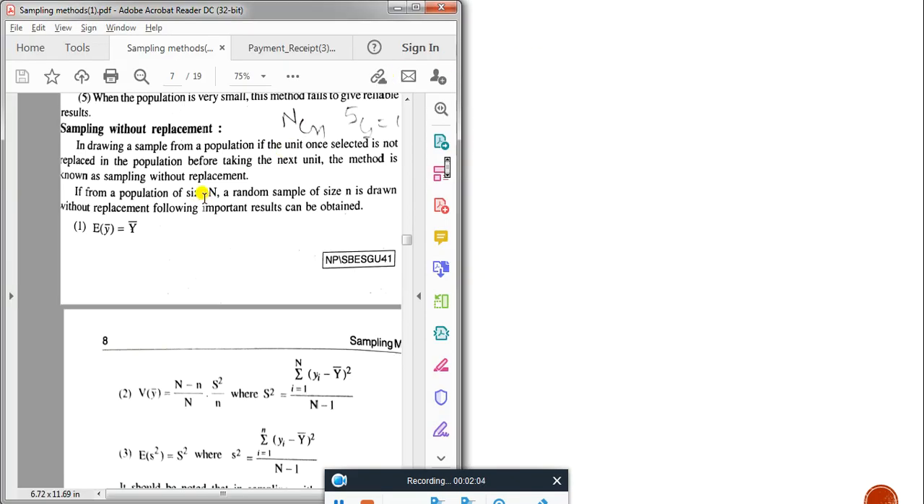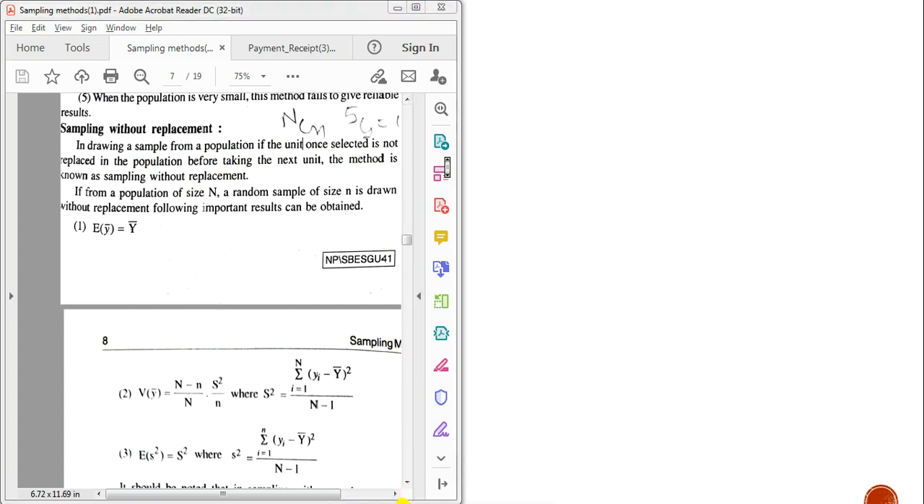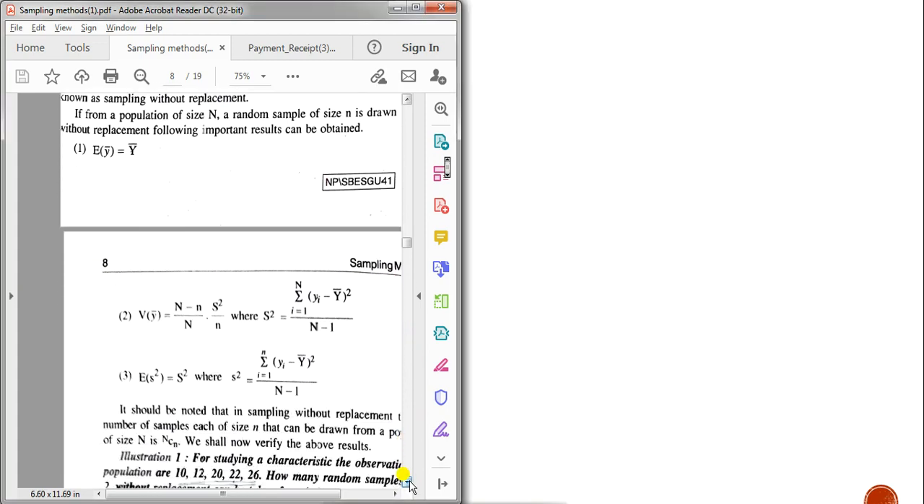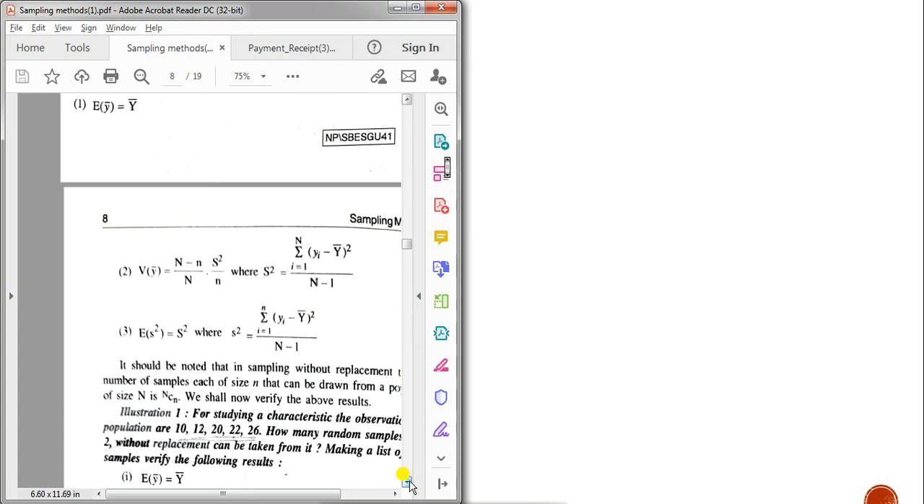So now let me explain this part. In drawing a sample, the unit once selected is not replaced in the population before taking the next unit. The method is known as sampling without replacement. Clear? So now let me bring it down. E of y bar is equal to capital Y bar, and V of y bar is equal to (N minus n) upon N into capital S square upon n, where S square is equal to sigma (yi minus Y bar) square upon N minus 1, because it is without replacement. If it is with replacement, then you can simply divide by n, and small s square is equal to sigma (yi minus y bar) square upon n minus 1.